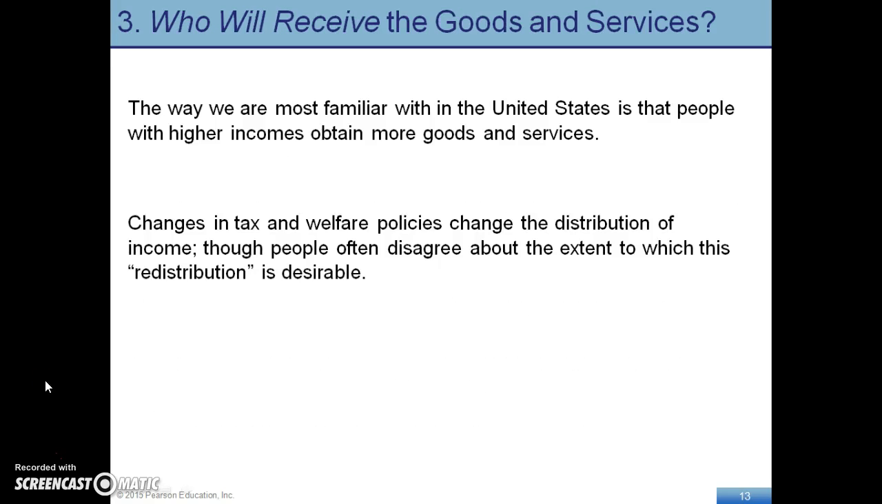The third question is looking at who will get the goods and services. Who will get the goods and services depends on who can pay the higher amount. And that's important because the individual that pays the higher amount is able to attain more goods and services.